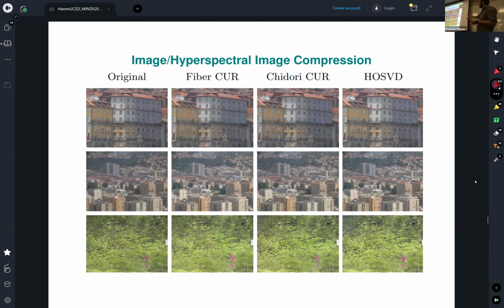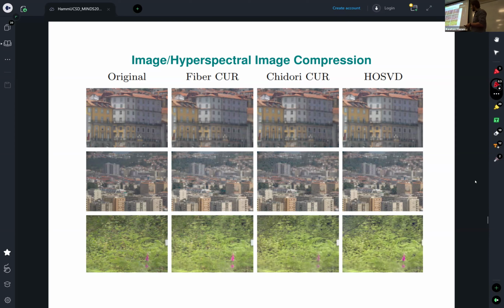On the very right-hand side is the higher order SVD of a fixed rank, and the middle two are the fiber and Chidori CUR. You're not going to see much difference between the fiber and Chidori variants here. In later slides, there might be a little more difference. Really the upshot is they form decent approximations while sampling about, I think, 5 times log of the dimension or something like this. I actually have the numbers on the next slide.